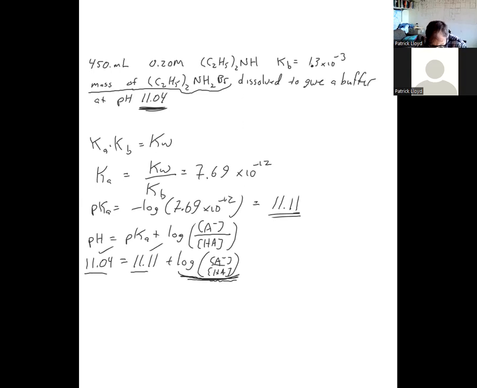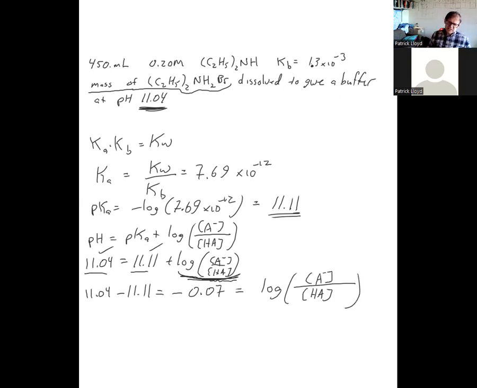So let's take a look. We would subtract 11.11 from both sides. So you're going to get minus 0.07 is equal to the log of that ratio. And again, I'm using A minus and HA just to make it simpler. I don't want to get all confused where the C's and the H's are. I'm just doing base over acid, right? Log of the base over the acid.